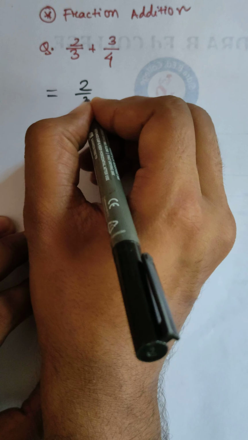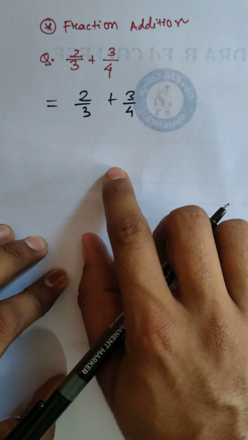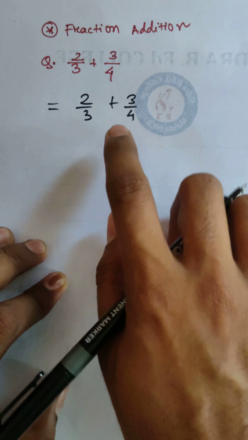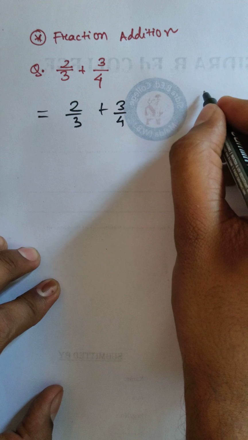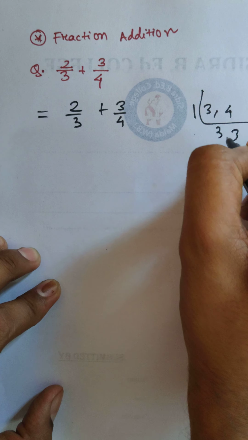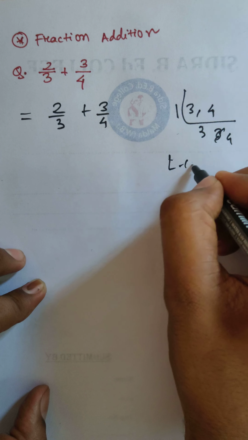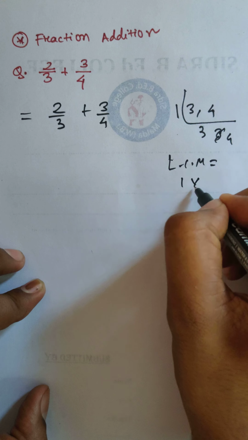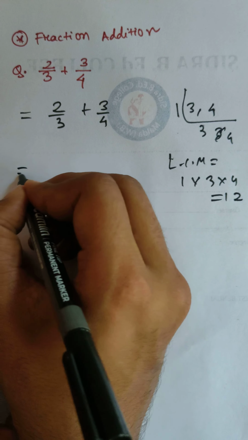First write 2 by 3 plus 3 by 4. How to do fraction addition? Take the LCM of 3 and 4. Is it divisible by any common number? No, only 1. So 1, 3 and 4. The LCM will be 1 into 3 into 4, which is 12. So the common denominator will be 12.